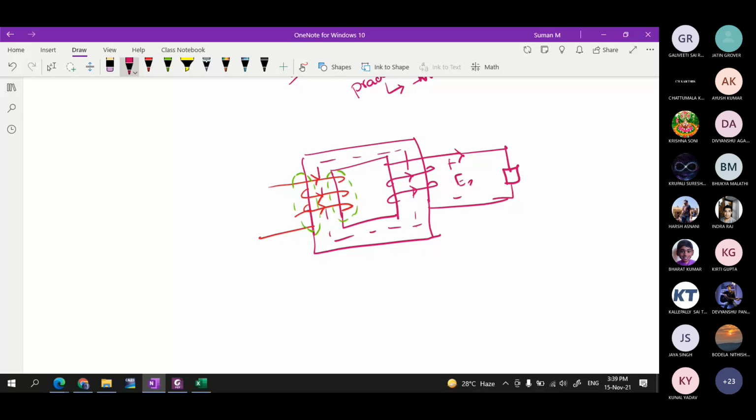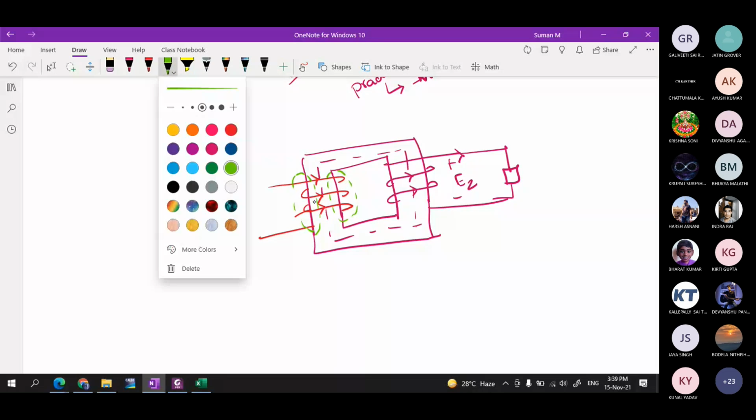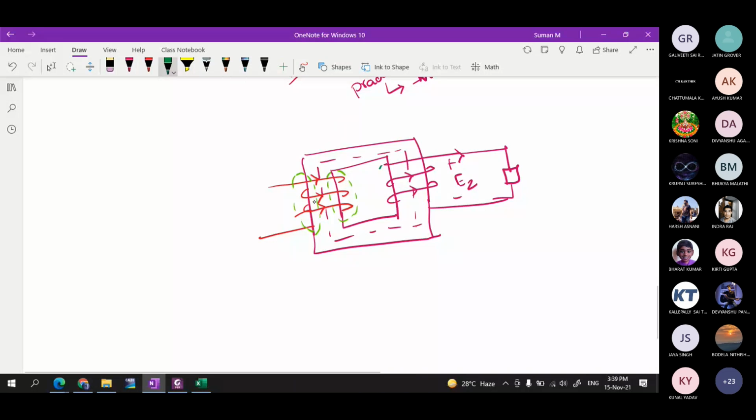And this is E2. Based on our previous discussion, I have drawn this. Here, let us say that you are having a flux. This small light green color is indicating the flux which is linking only the primary coil and not linking the secondary coil. This flux is established by the current which is flowing in this primary winding.